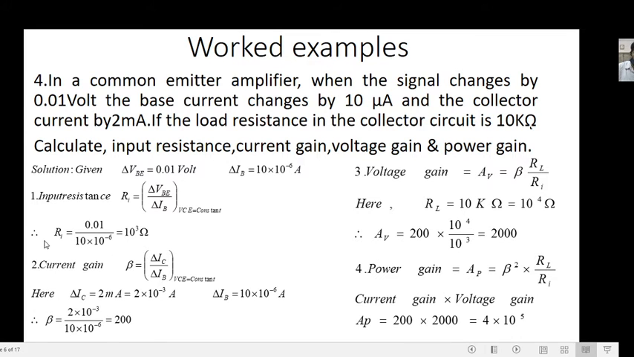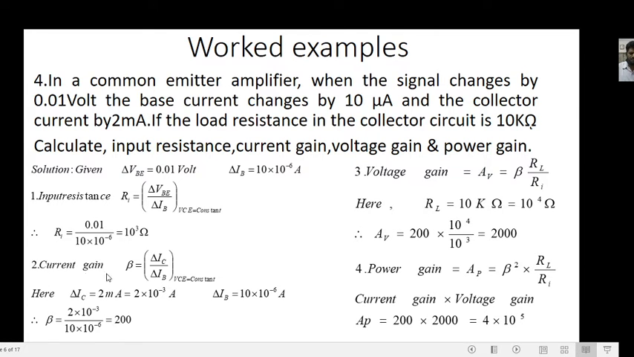Therefore we know that RI is equal to delta VBE by delta IB. We have to substitute the values: 0.01 divided by 10 into 10 power minus 6, that is equal to 10 power 3 ohm.